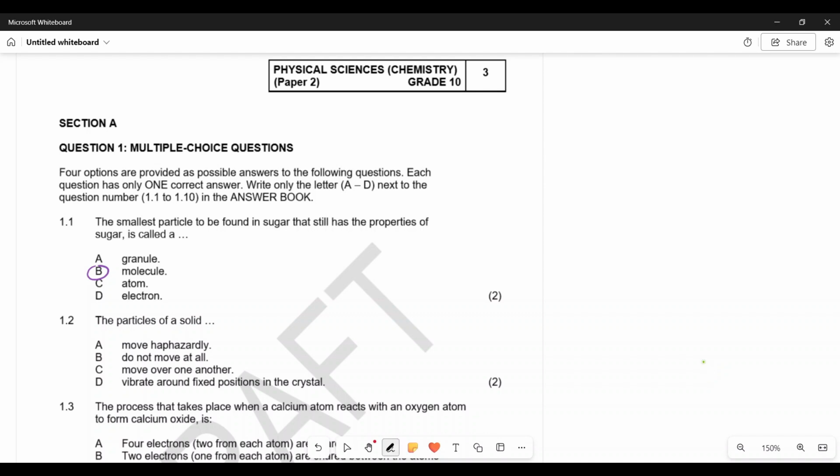Now here, the first one, C, is obviously not correct. Move over one another? Nope. Move haphazardly, so A is also not an option. So the two options that I can choose from are option B and option D. But when it comes to particles of a solid, it's not like they move, but what they do is that they vibrate. So the correct answer here is D. Your particles of a solid vibrate around a fixed position in the crystals.